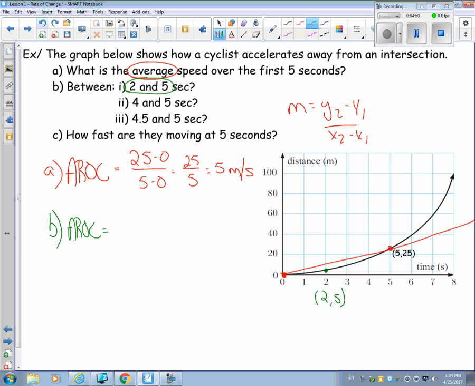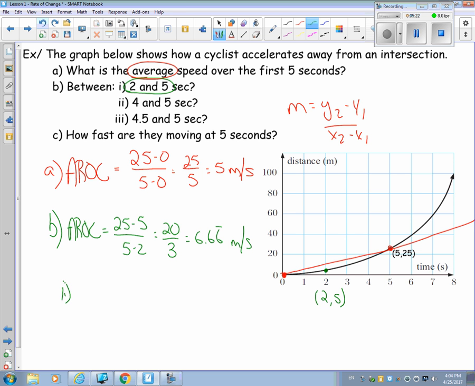Okay, that's 2 seconds. He's gone 5 meters. So for my AROC here, 25 minus 5 over 5 minus 2 will give me 20 over 3, which is 6.666, or 6.67 meters per second. So in that first little bit, he was actually going faster than average. Average was 5. From 2 to 5, he went faster than that, which makes sense, because my line's curving up. It's getting steeper.